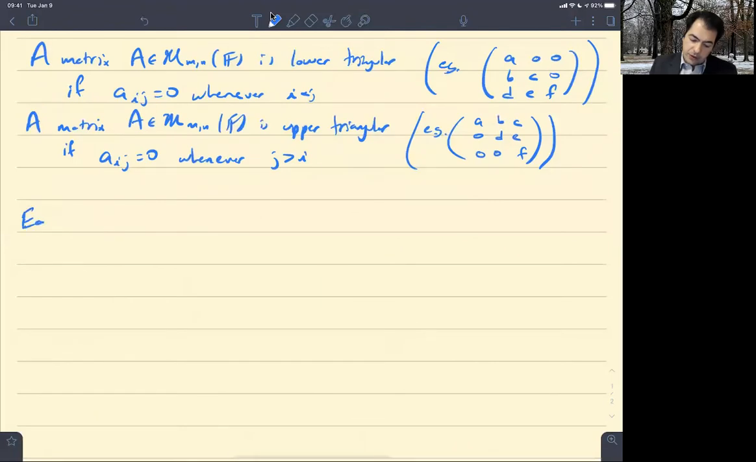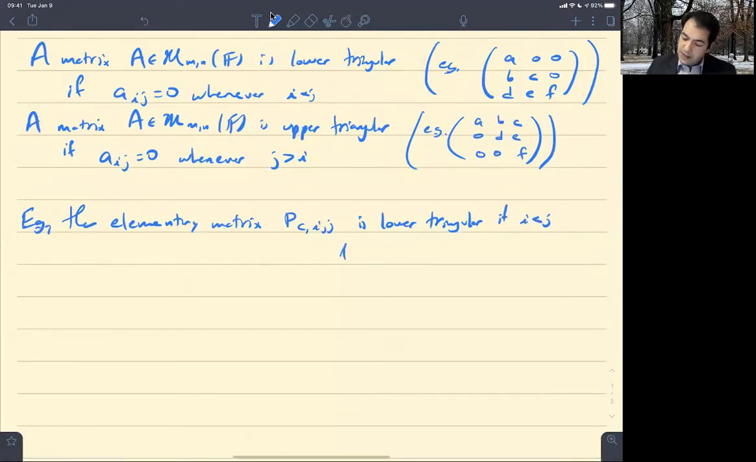Okay, here's another example. The elementary matrix P_c,i,j from last time. Remember this carries out the first type of row operation where you add a multiple, in this case the multiple c times row j, to row i. So this is lower triangular if i is greater than j, and upper triangular if i is less than j.